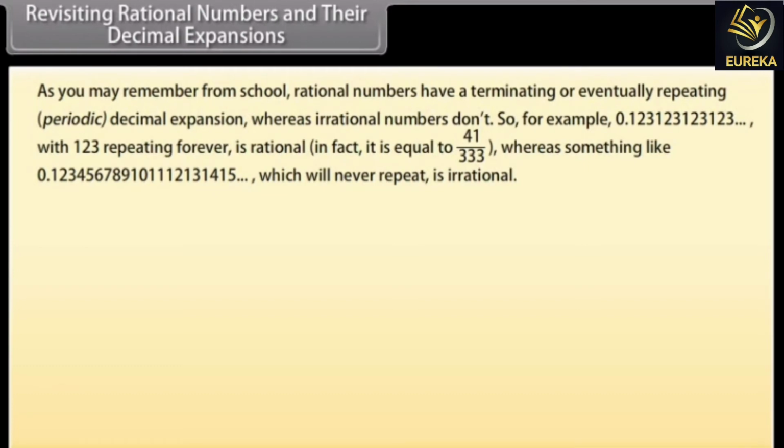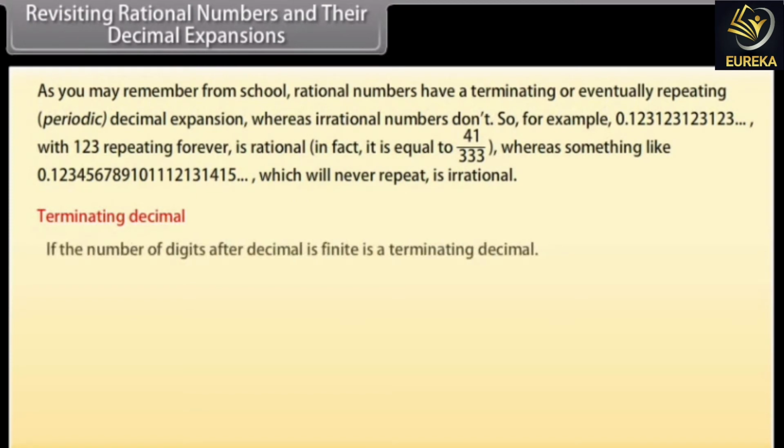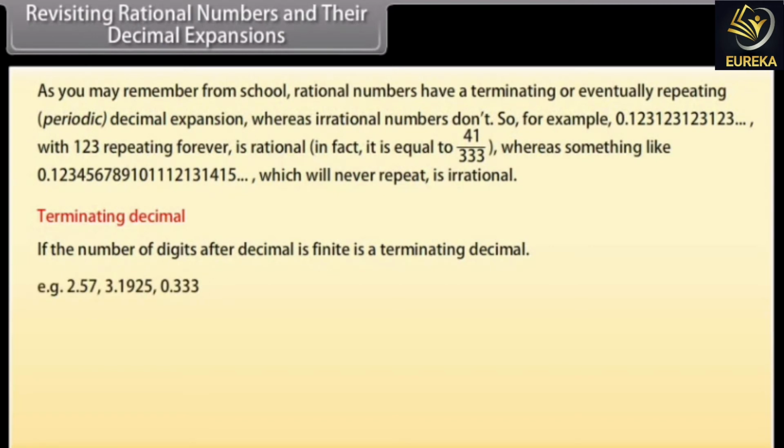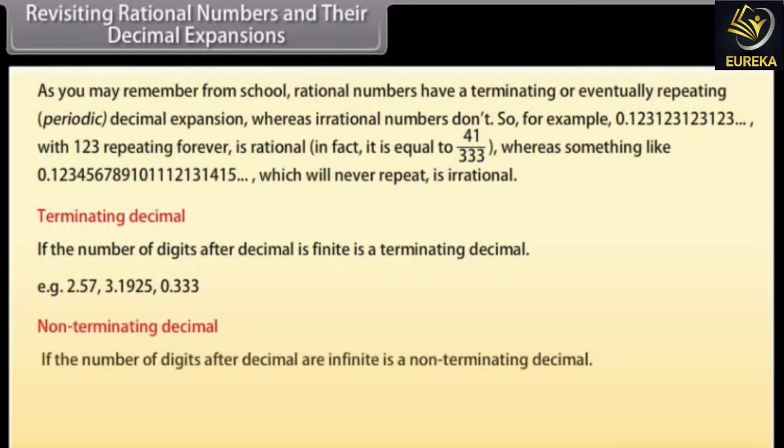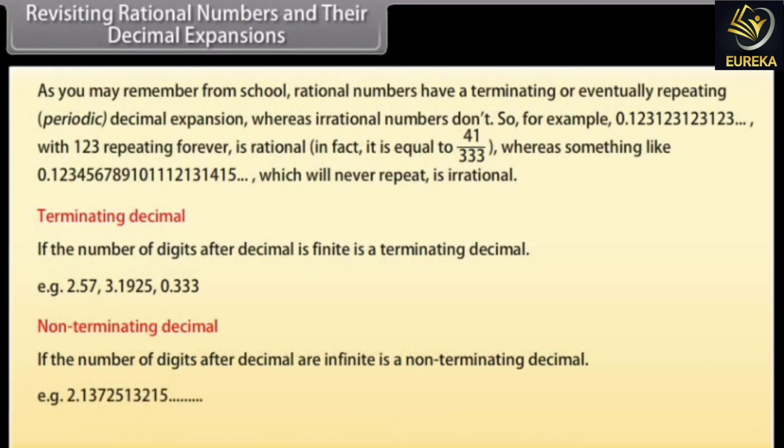Whereas something like 0.1, 2, 3, 4, 5, 6, 7, 8, 9, 10, 11, 12, 13, 14, 15, and so on, which will never repeat, is irrational. Terminating decimal: if the number of digits after the decimal is finite, it is a terminating decimal. Example: 2.57, 3.1925. 0.333... Non-terminating decimal: if the number of digits after the decimal is infinite, then it is a non-terminating decimal.